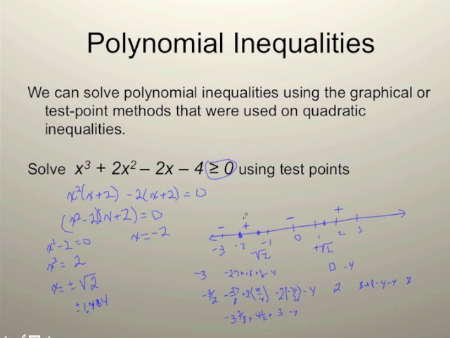So my places that are greater than or equal to 0 are from negative 2 to negative the square root of 2, and those will require brackets. And then it's also positive here, union that with from the square root of 2 to infinity. And this would be my solution.